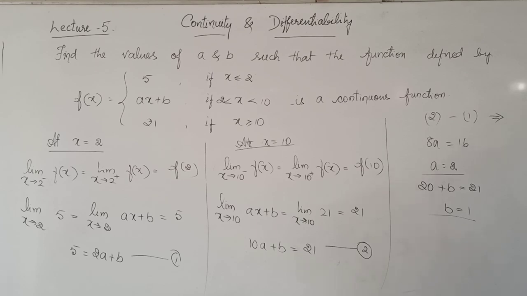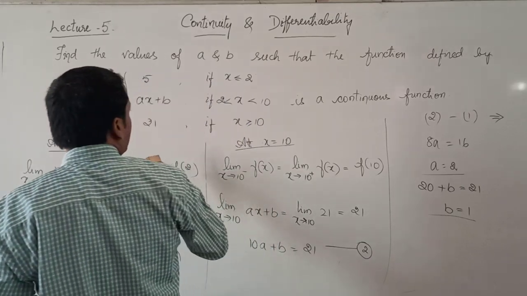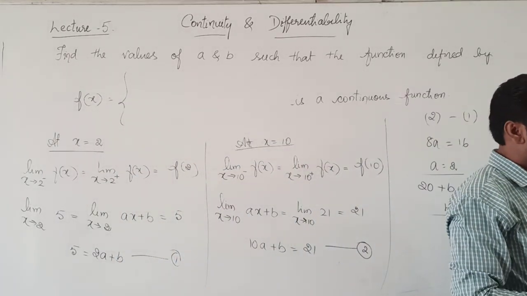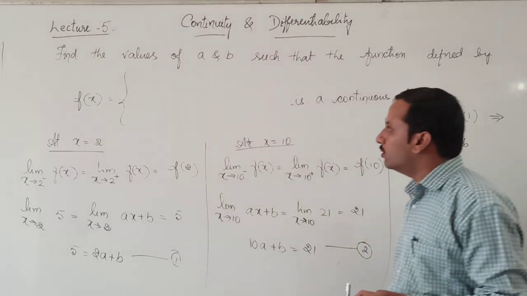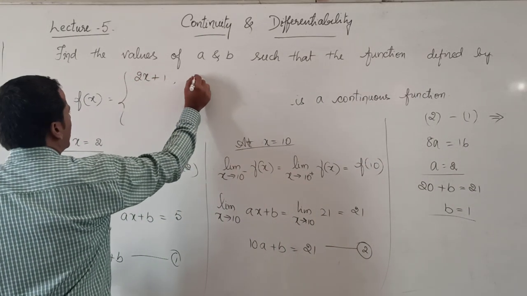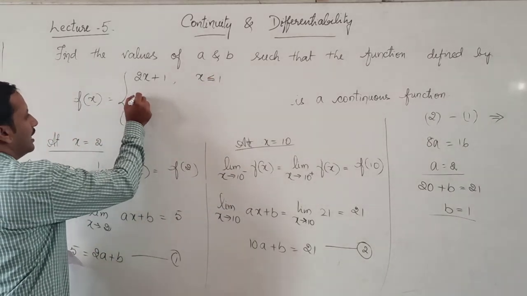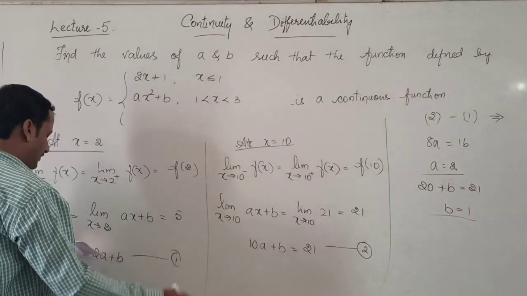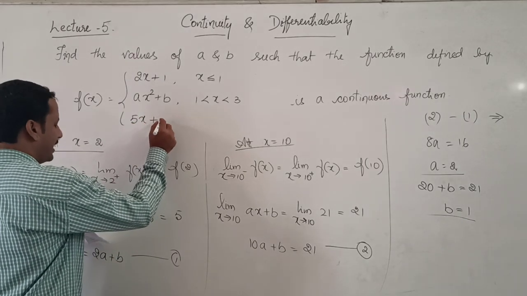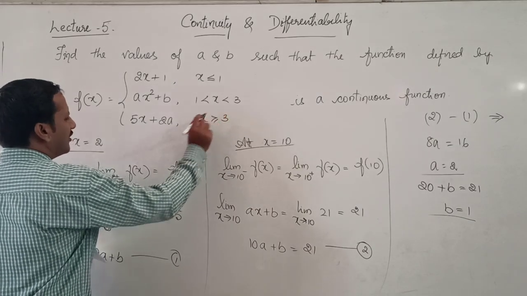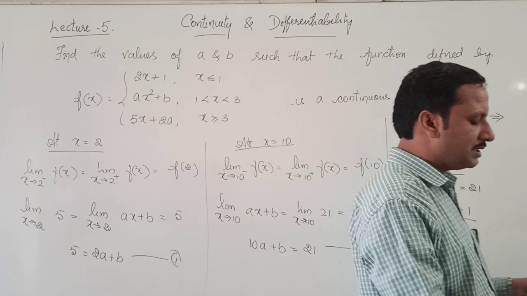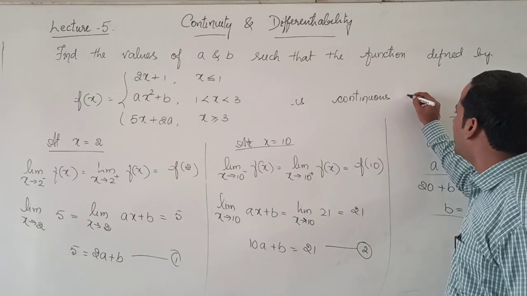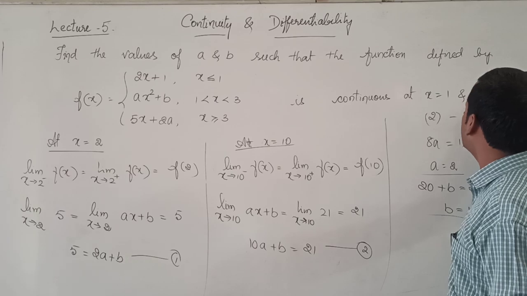Let us look at the next question. Find the values of a and b such that the function defined by f of x is equal to 2x plus 1 when x is less than or equal to 1, ax squared plus b when x is greater than 1 but less than 3, and 5x plus 2a when x is greater than or equal to 3, is continuous at x equal to 1 and x equal to 3.